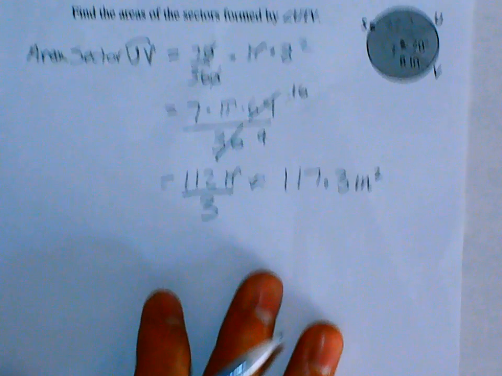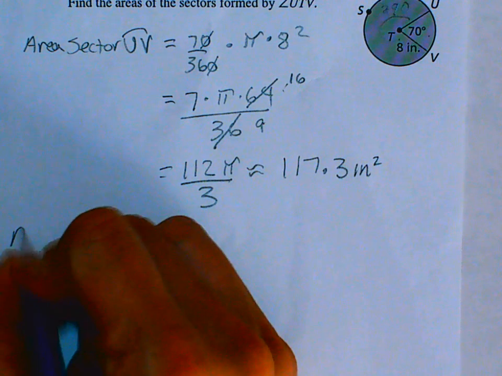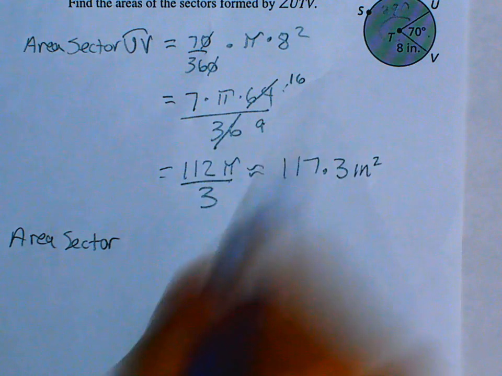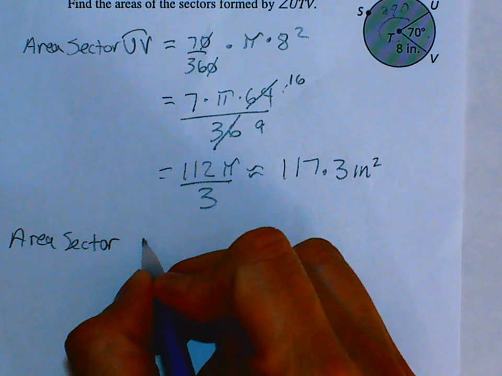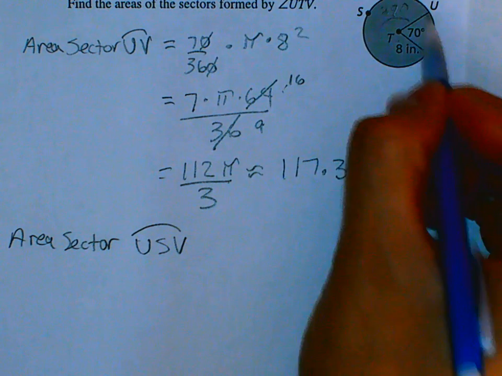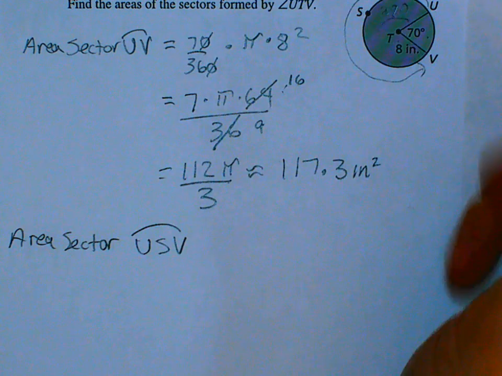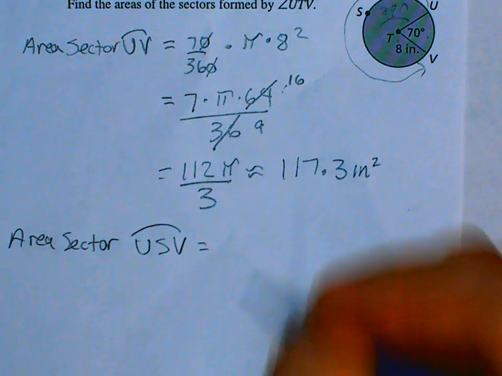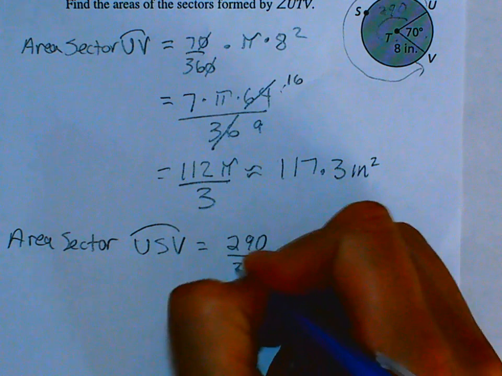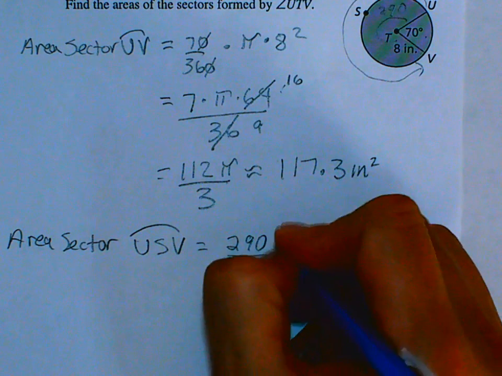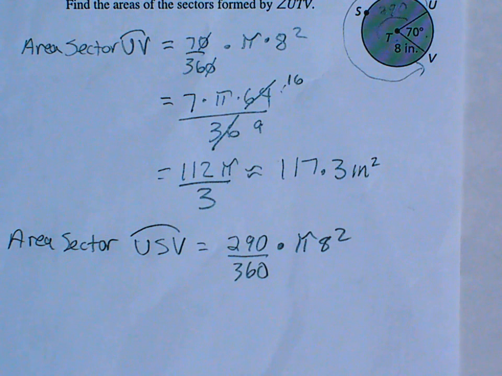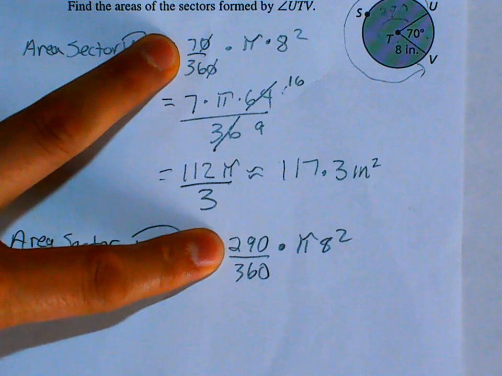The next thing we got to do is we need to find the sector of the other part. Now, this is the interesting part. I'm not going to say that this is called sector UV. I'm going to say it's called sector USV. Why? Because it kind of tells you the directionality. So the equation is exactly the same thing. The only difference is that instead of 70 degrees, it's 290. You see how they're the same? The only thing that changed was the angle.